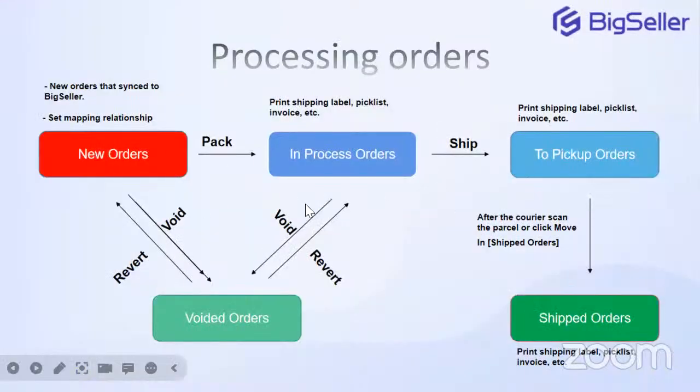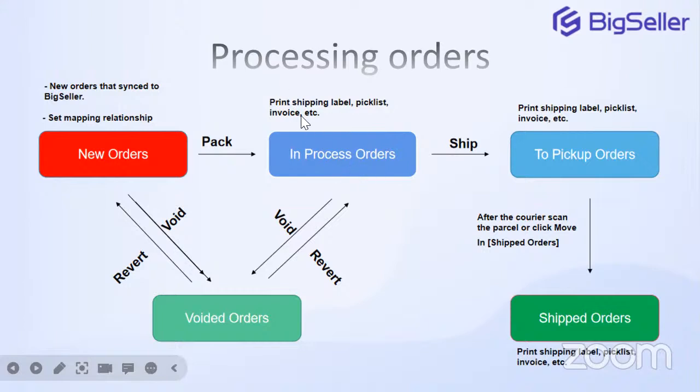Okay, let's see this flow chart. Here in Bigseller, we have 4 steps to process your order. New orders will be automatically synced to Bigseller in real time. And you need to pack your new order. After you pack your new order, this order will be moved to the in-process orders listing.